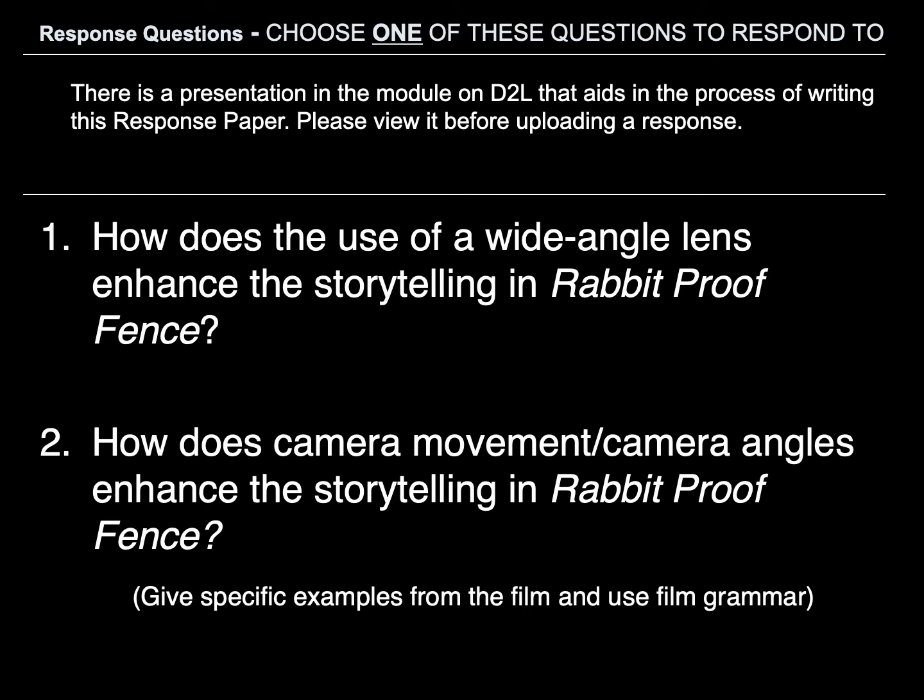Question 1. How does the use of the wide-angle lens enhance the storytelling in Rabbit-Proof Fence? Question 2. How does the camera movement and/or camera angles enhance the storytelling in Rabbit-Proof Fence? Be sure to give specific examples from the film and use the film grammar from this particular lecture. There's a film grammar sheet in the module on D2L to help with the film grammar.